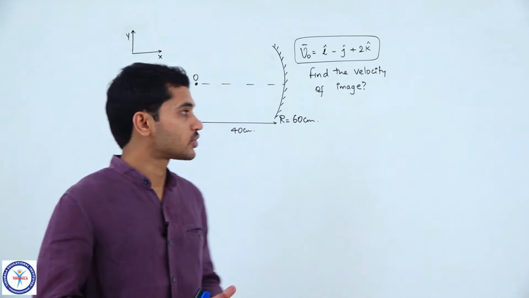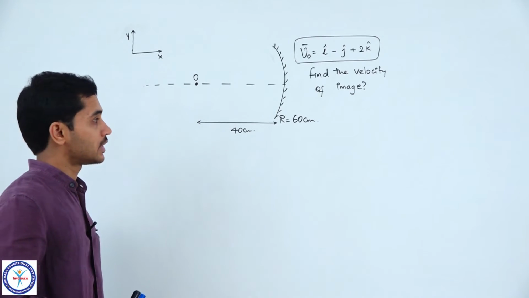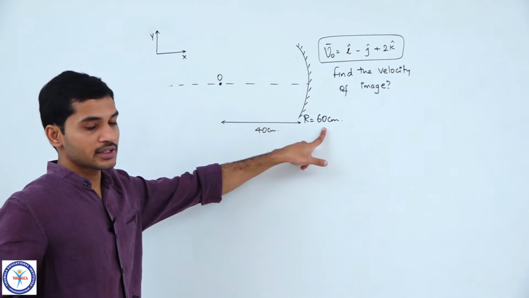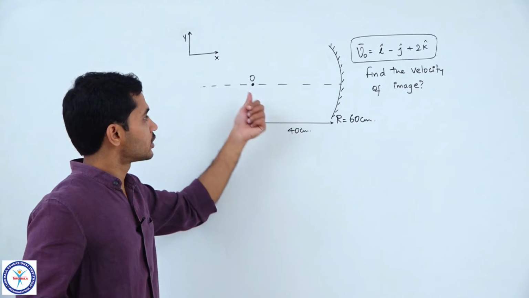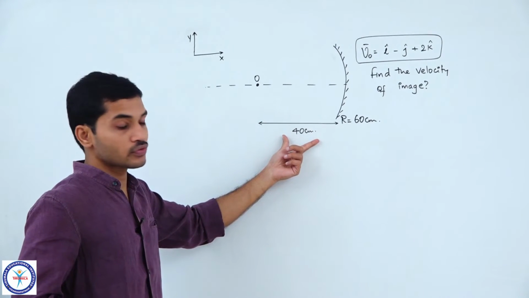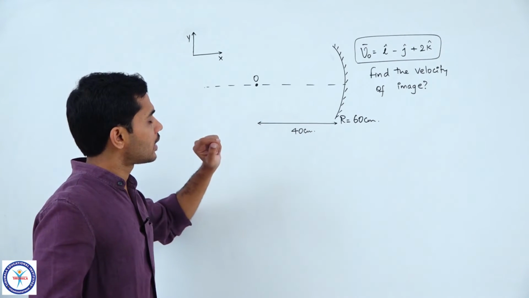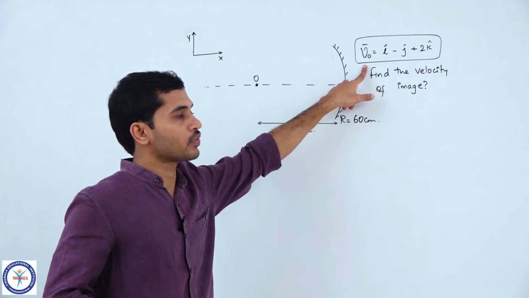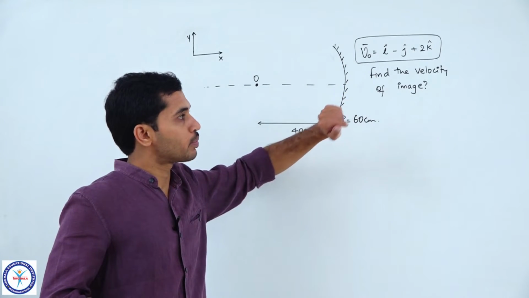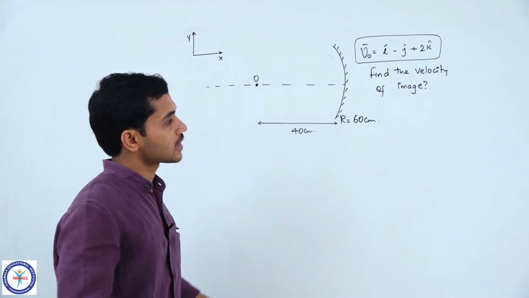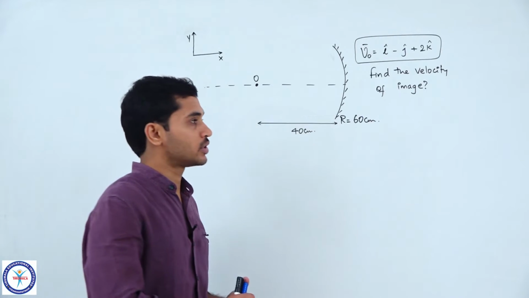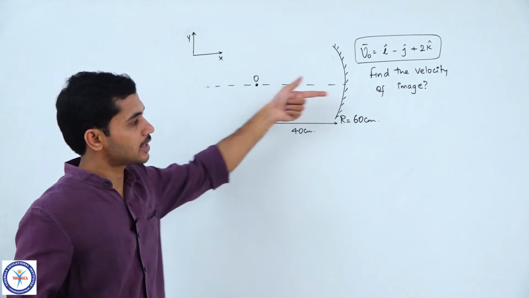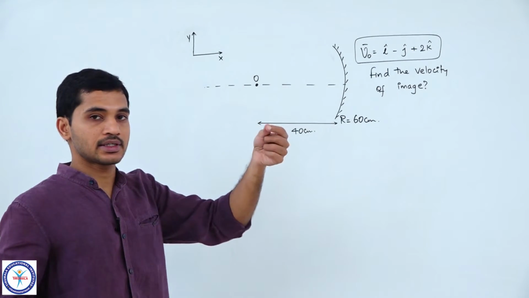So students, let us see this question based on the concepts which we discussed now. They have given a concave mirror having a radius of 60 centimeters. There is a point object placed at a distance of 40 centimeters, and they have given that this object at this moment has this velocity: i cap minus j cap plus 2k cap. They are asking us to find the velocity of the image, and for reference they have given the directions of the x, y, z axes. So this is the x axis, y axis and z axis.